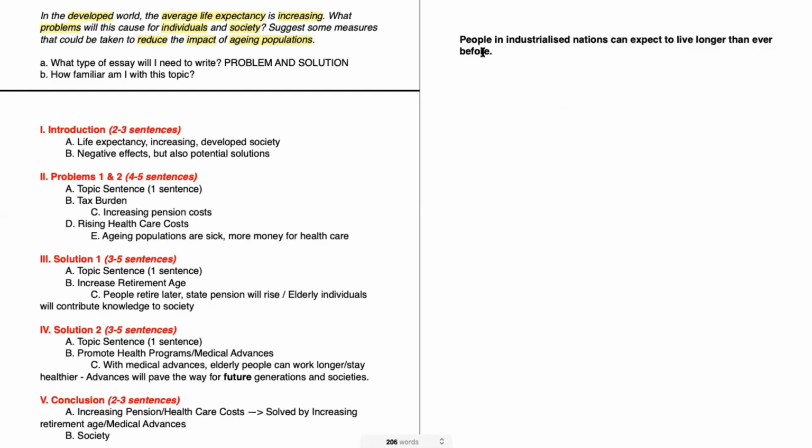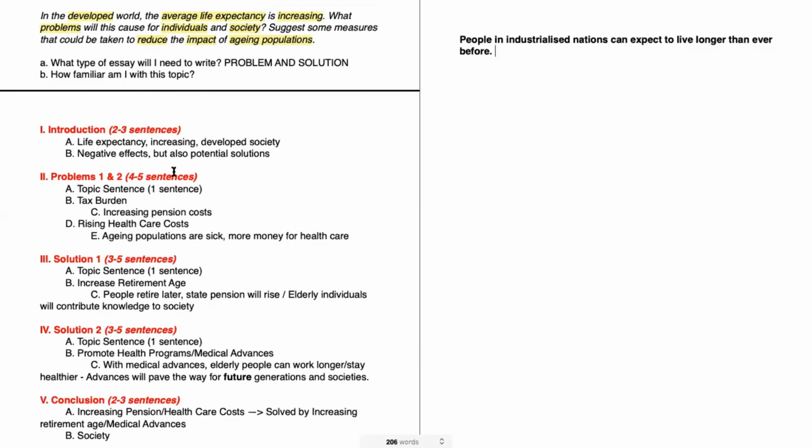All right, so that is my rewritten question. People in industrialized nations can expect to live longer than ever before. It's very similar to in the developed world, the average life expectancy is increasing. Perfect. I have set the scene for my essay.